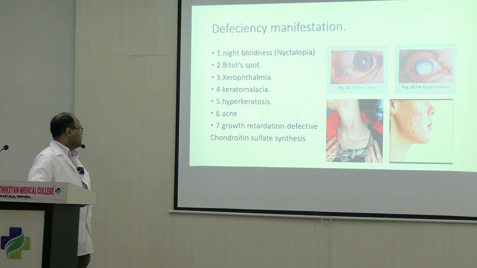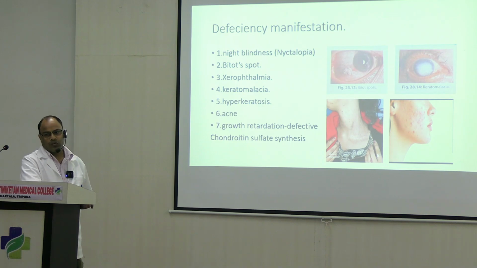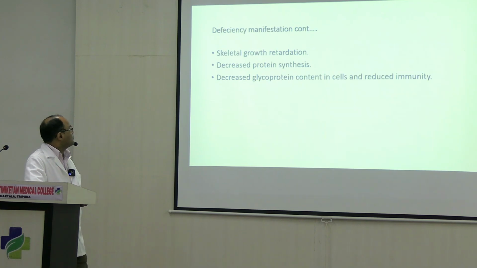Growth retardation, because of defective chondroitin sulfate synthesis in bone, which causes decreased bone growth. Okay. Also stunted growth, decreased protein synthesis, decreased glycoprotein content in cells, and reduced immunity. Okay, vitamin A.